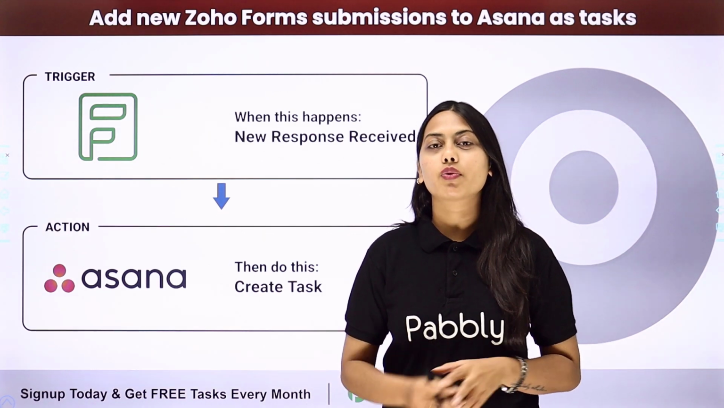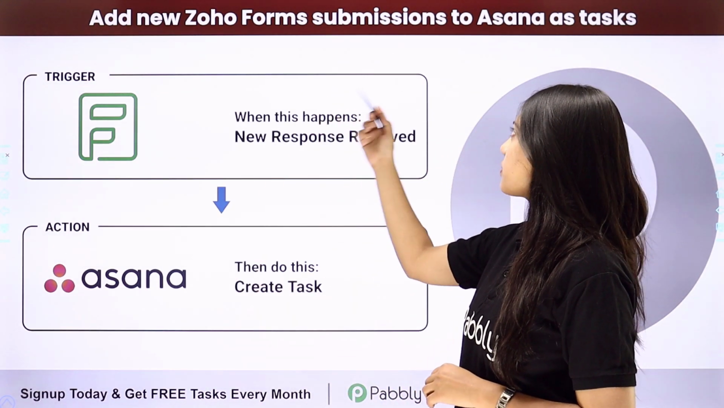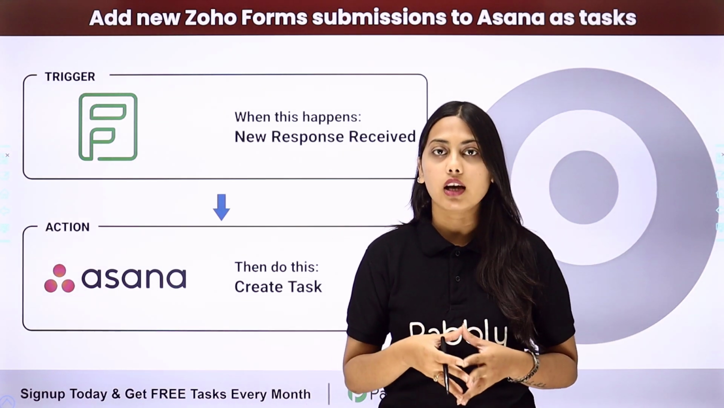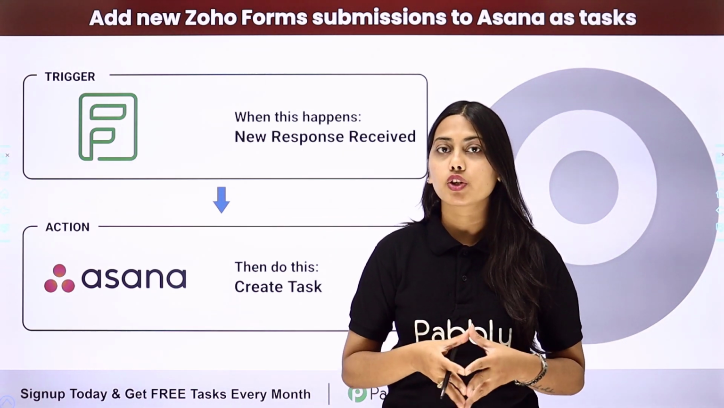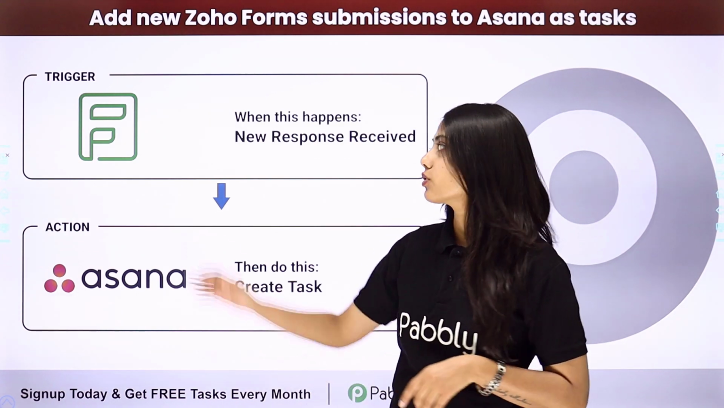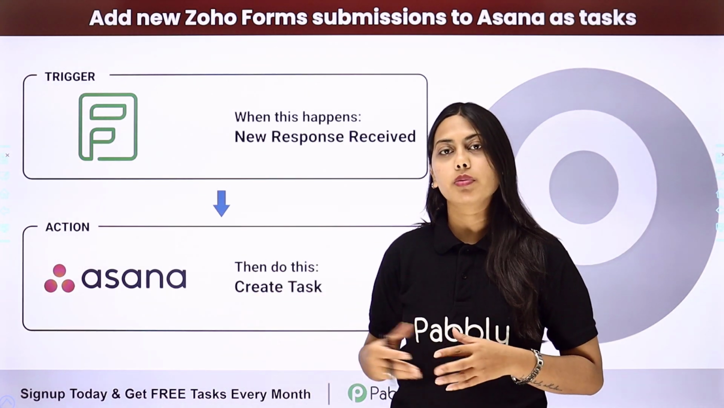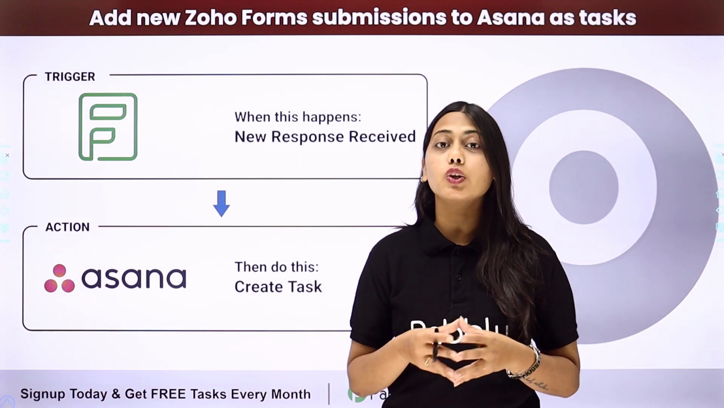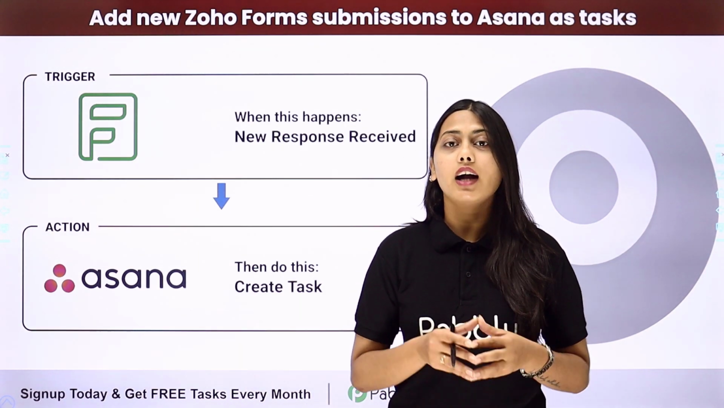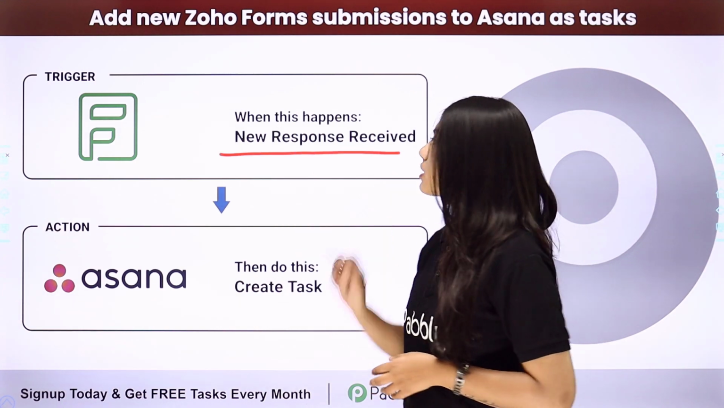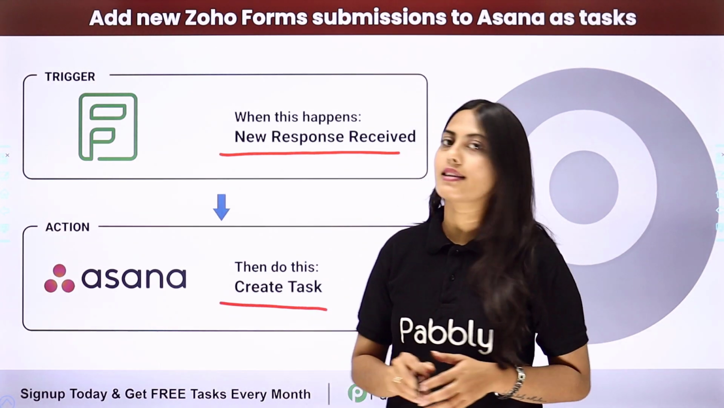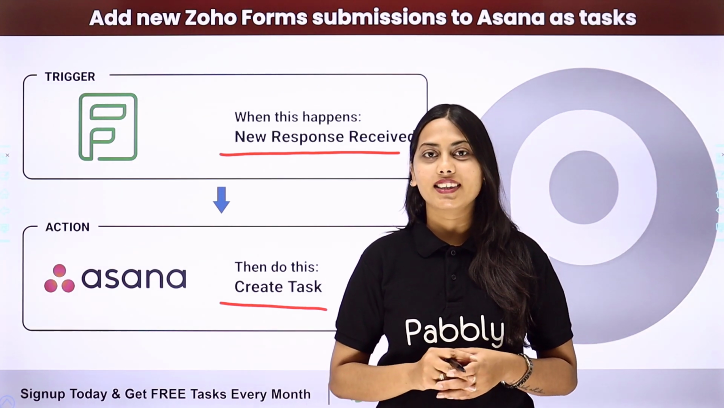Hello everyone, today we will learn how to add new Zoho form submission to Asana as task. So if you want to add tasks in your Asana based on all the form submissions you have received using the form builder application Zoho, then you can use this automation rather than doing that manually again and again. In this integration that you will be creating using Pabbly Connect, our trigger will be the new response received from Zoho form submission and our action will be task created in Asana. Let us learn how to do that.